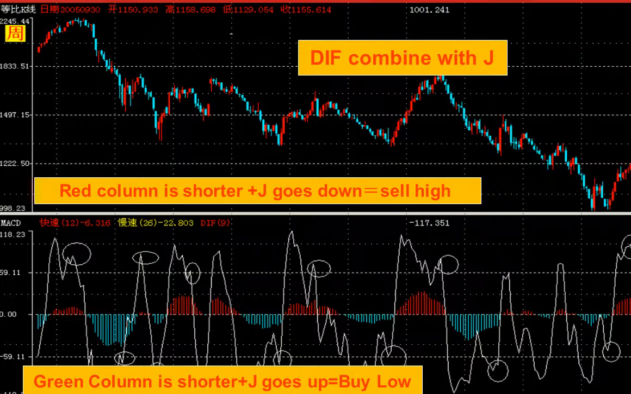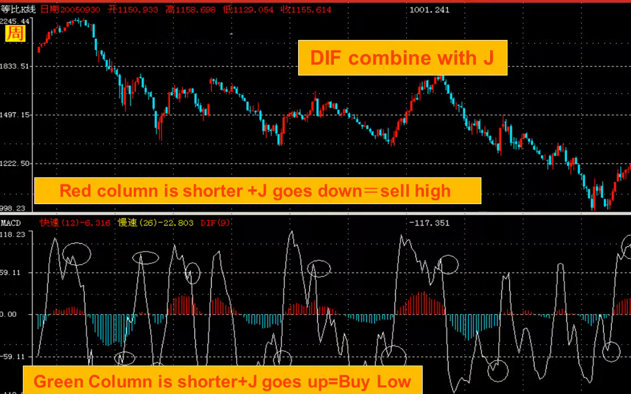Then we can see here, the red column becomes shorter, right? And the J line goes down. This is the sell point. So here is a sell point, here is a sell point, then a sell point again. You can use this method to sell high, but only when the column gets shorter.